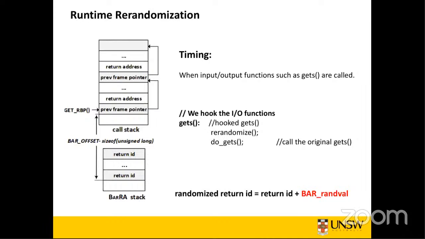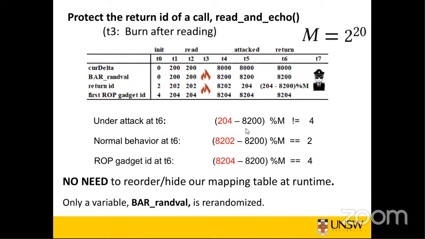So anytime, the runtime randomization can be triggered when these functions are called. Here is an example to explain our runtime randomization. The burn after reading at T3 makes the gadget 204 at T2. The attack goal at T2 is stale, that means invalid, such that the attacker cannot successfully hijack the control flow to the ROP gadgets he needs.